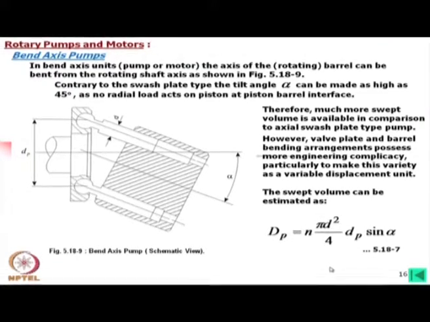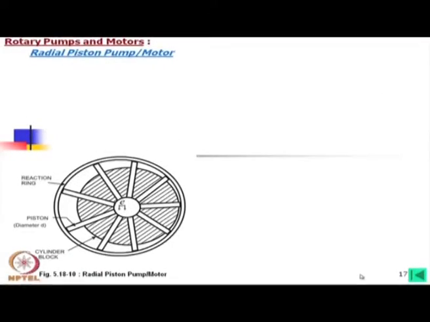Now, in this case the swept volume can be estimated using the same formula, but here we use the sine component. Why are we using this sine component? Because if we now consider this one, this is the sine component of dP, not the tan component of dP. So, this will be the formula for swept volume, and to find out the individual displacement we can exercise separately.